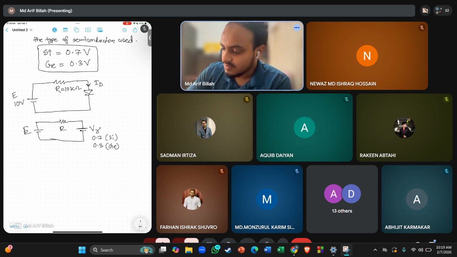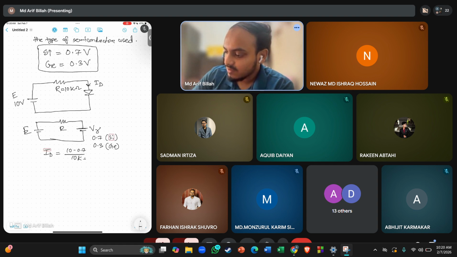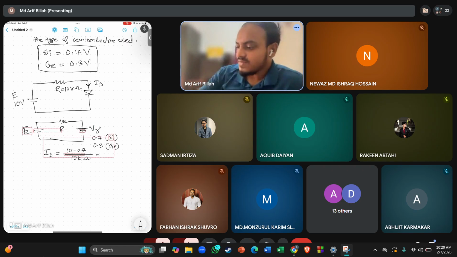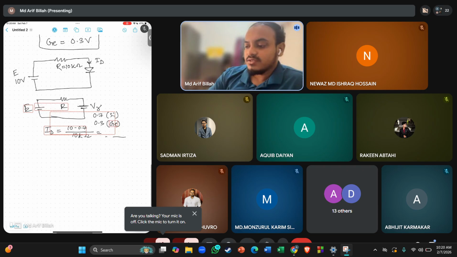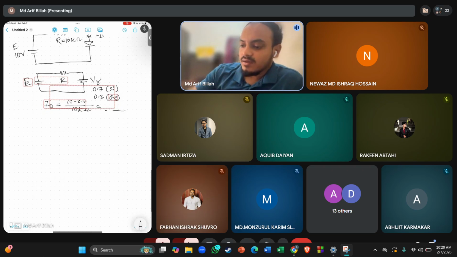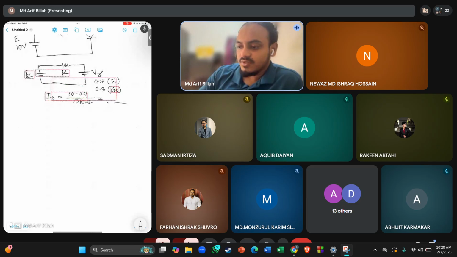তাহলে current using mesh analysis, current কি হবে? Current would be 10 minus, let's say it's silicon, 0.7 over just that resistance. There is no more resistance. হ্যাঁ? এটা যা হয় সেটা হবে. So you see, our circuit analysis becomes much easier with a constant voltage drop assumption, and our equivalent circuit becomes just a voltage source with no resistance.